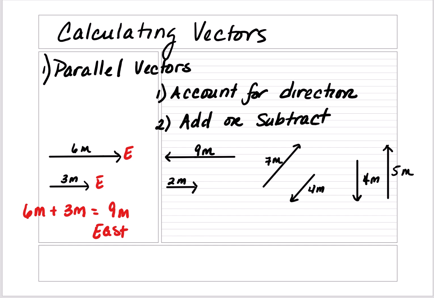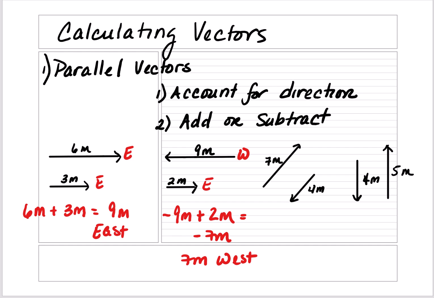The second vectors are also parallel. 9 meters, the arrow is going to the left, so this is going to the west. 2 meters, the arrow is going to the right, so this is going to the east. Remember, in the previous slide, west is negative, so negative 9 meters plus 2 meters. This is equal to negative 7 meters or 7 meters to the west.